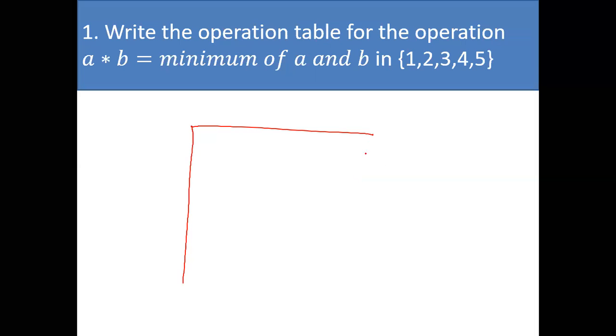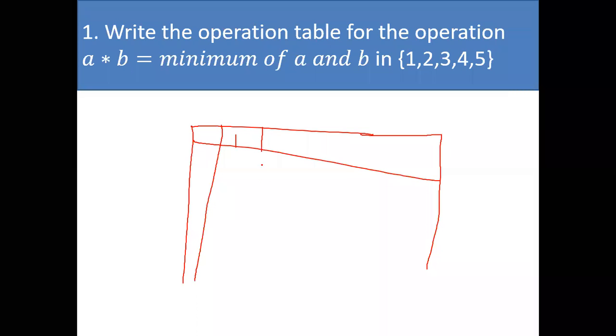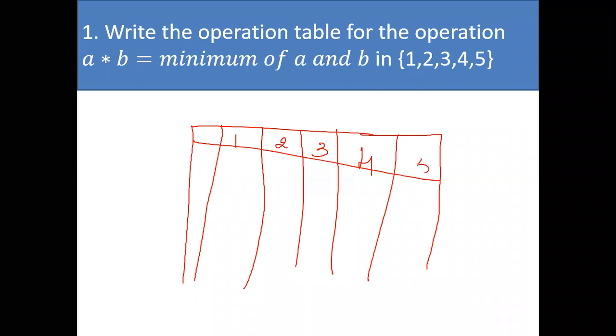Okay, draw a table. So what are the elements in the set? 1, 2, 3, 4 and 5. What you have to do is write 1 2 3 4 5 row-wise, and column-wise also 1 2 3 4 5. Okay, this is how to make an operation table.